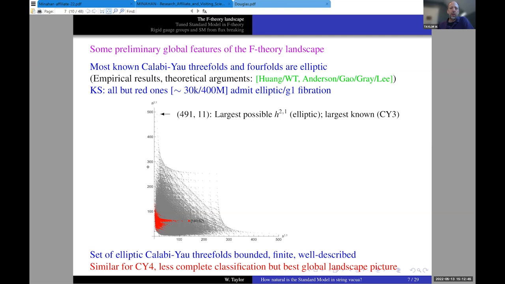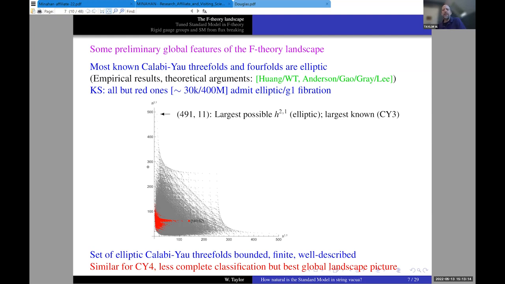So here's a picture of the Hodge numbers of the Calabi-Yau threefolds in the Kreutzer-Skarke database. And the red points are the Hodge numbers associated with cases where we can't just immediately, by looking at the toric construction, see an elliptic fibration of that geometry. And I suspect that many of those remaining 30,000 will still have elliptic fibrations. They would just require some more sophisticated analysis to show that.